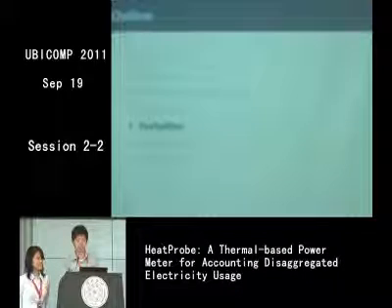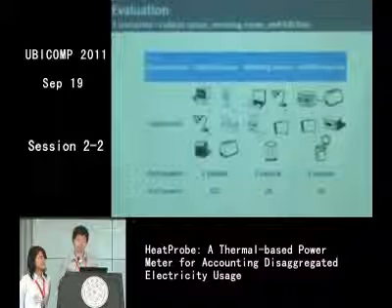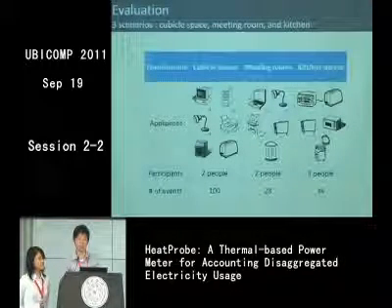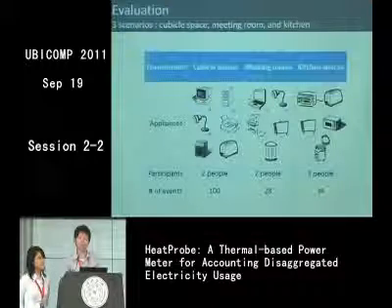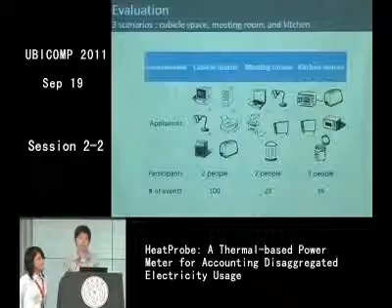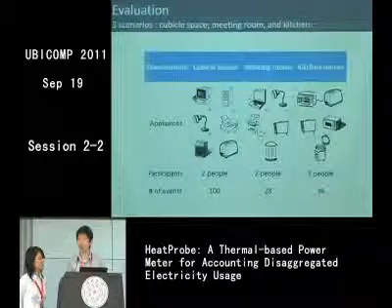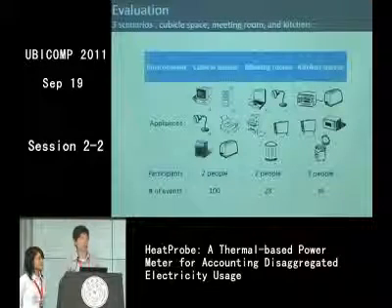Now we go on to the next step, evaluation. To measure the accuracy of our system, we test in 3 scenarios with different types of appliances with 2 to 3 participants turning on and off these appliances. For example, in the first scenario, there are 9 appliances, 2 people using these appliances and generates 100 events.